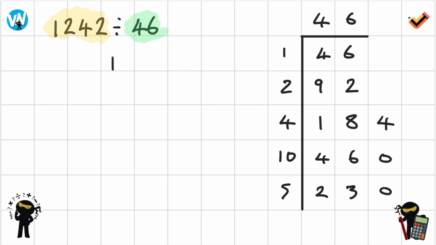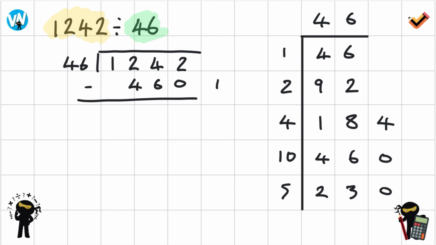So we can get straight into the problem. 1,242, giving myself a bit of room, divided by 46. So the first thing I'm looking to do is to just take away the biggest chunk that I can. I can see that's 460 in this instance. So I'm going to take away 460. Very simple. That's 10 lots at the side. Let's just highlight that off.